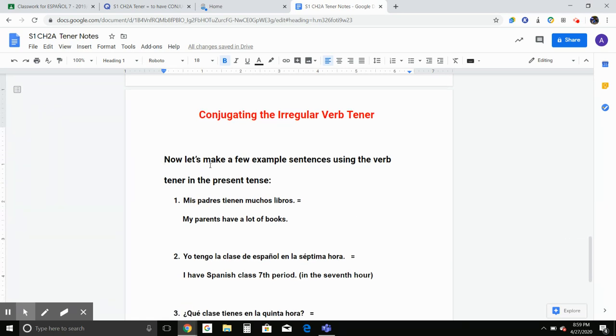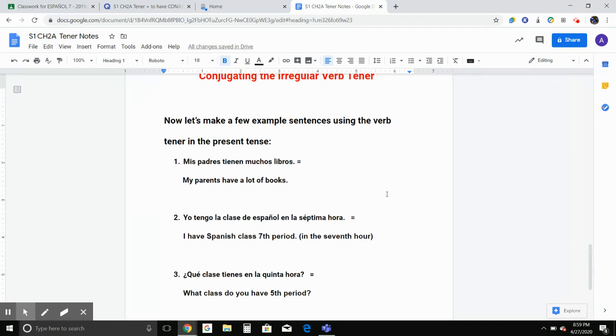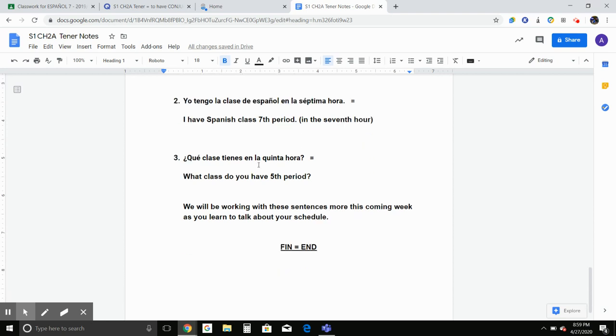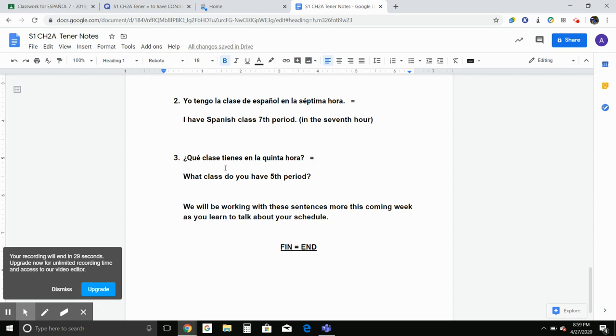Okay, let's look at a few example sentences using the verb tener in the present tense. Mis padres tienen muchos libros. Okay, my parents have a lot of books. They own a lot of books. Okay, yo tengo la clase de español en la séptima hora. I have Spanish class, seventh period. Okay. ¿Qué clase tienes en la quinta hora? What class do you have fifth period?